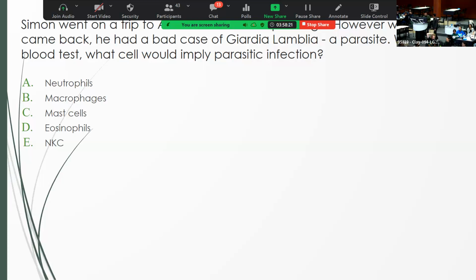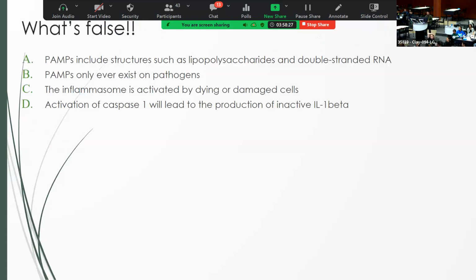Next one. I just accidentally showed the answer. Okay. Next one. All right, which one of these is false?